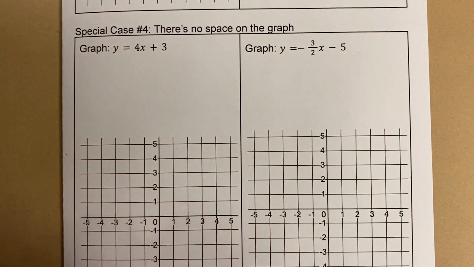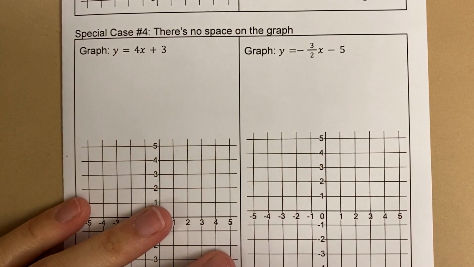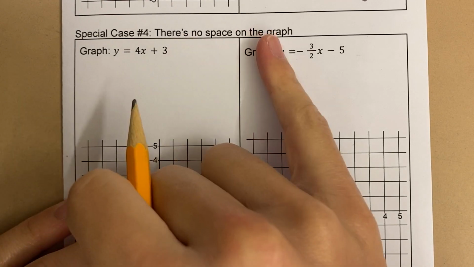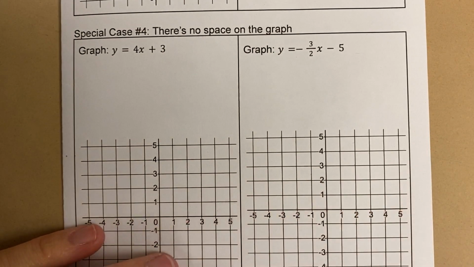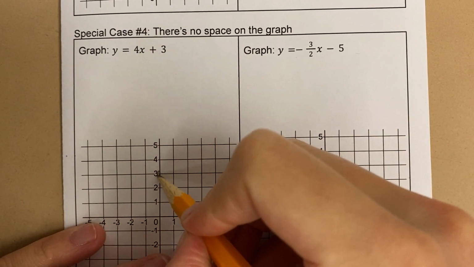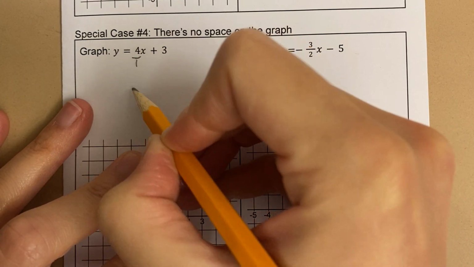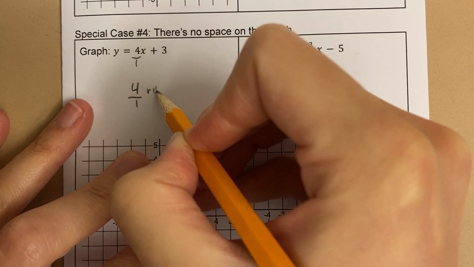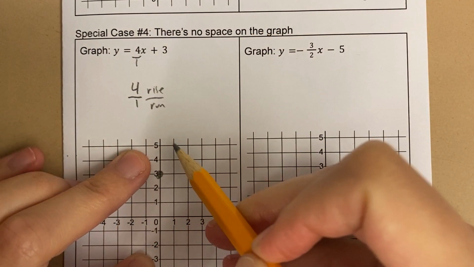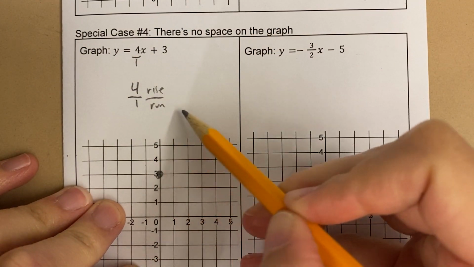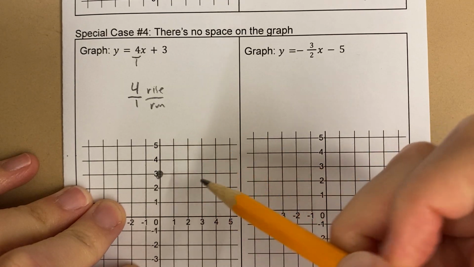All right, this last one's kind of a tricky one. Let's try to graph this and see what happens, okay? Because the situation is we're not gonna have space on the graph. So I'm gonna start at 3, like I always do. Now my rise over run, because it's a whole number, is 4 over 1. Now what happens is 1, 2, 3, oh, I ran out of graph, right?